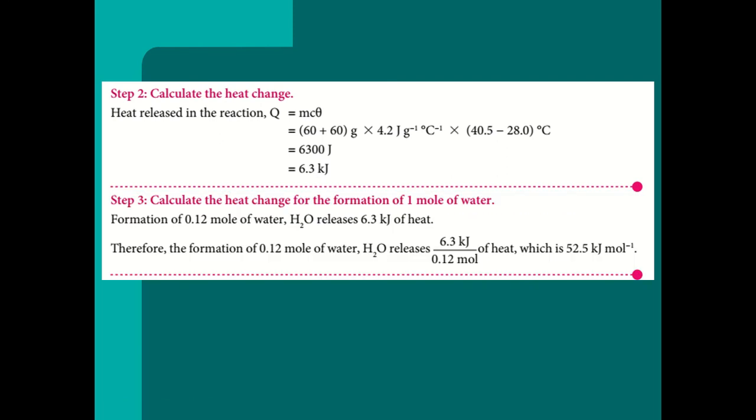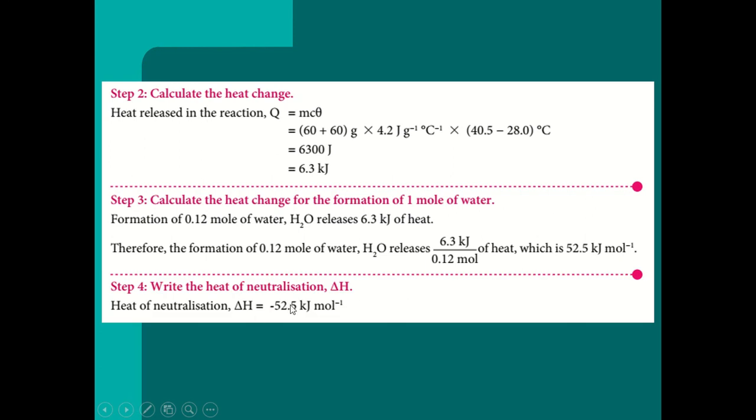Next step, step 3, carilah nilai delta H. Kita buat comparison lagi sekali. Jadi formation of 0.12 mole of water akan release 6.3 kilojoule of heat. Jadi untuk cari delta H, bahagi sajalah dia punya Q dengan number of mole ataupun n. Jadi 6.3 kilojoule bahagi dengan 0.12, kita akan dapat 52.5 kilojoule per mole. Okay, so therefore lah sekali baru kita masuk dalam dia punya nilai delta H equal to negative. Kenapa kita put negative? Ingat, dia adalah exothermic. Temperature dia naik. Dia release heat. Jadi negative 52.5 kilojoule per mole.